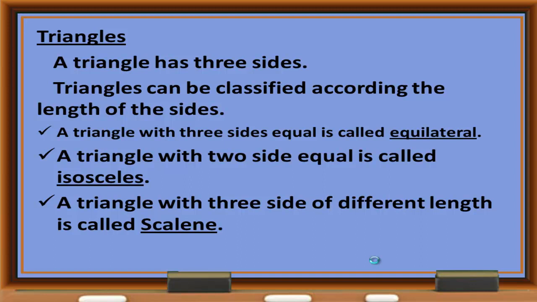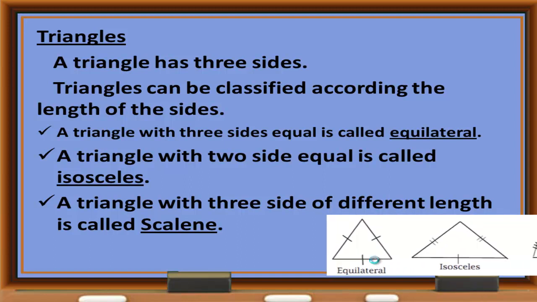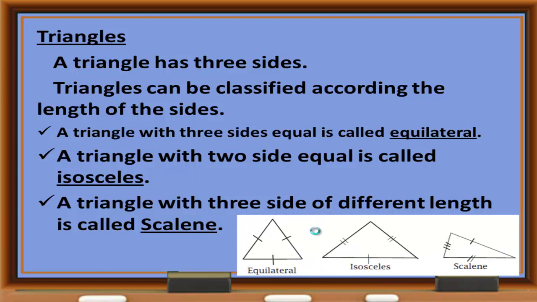If the three sides are equal, then the triangle is called equilateral triangle. A triangle with only two sides equal is called isosceles. If the three sides are different in length, then it is called scalene. This first one is equilateral. The second one is isosceles. The third one is scalene.